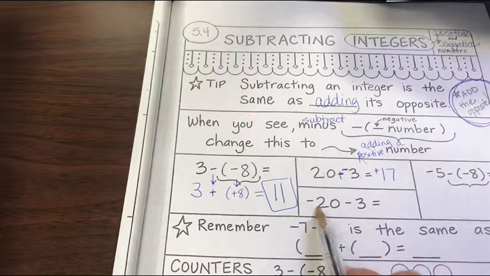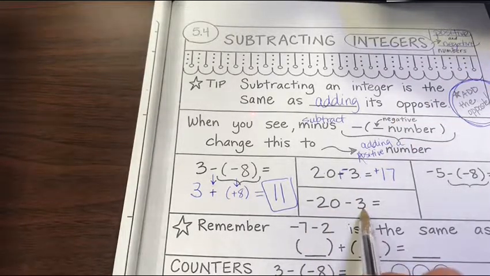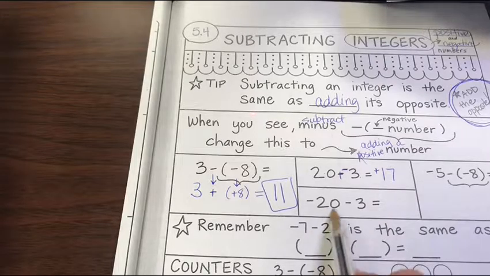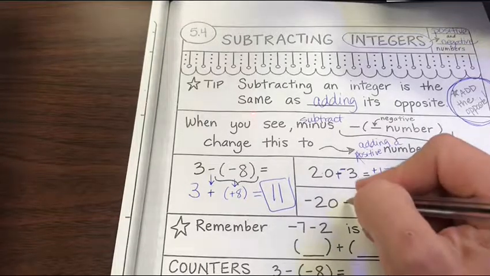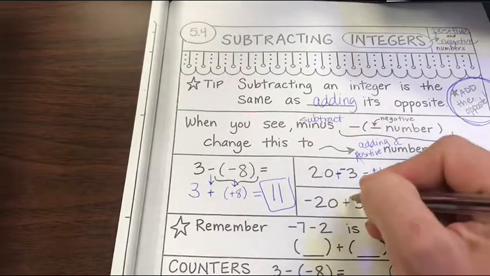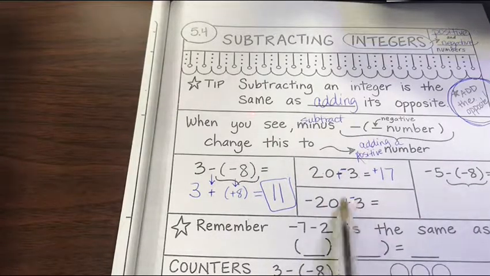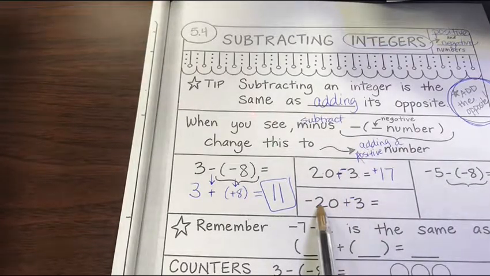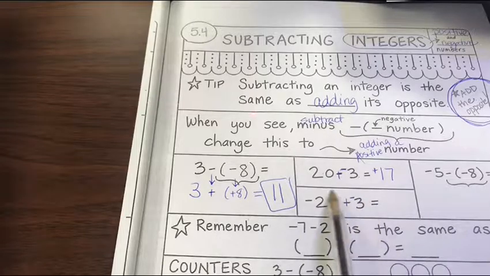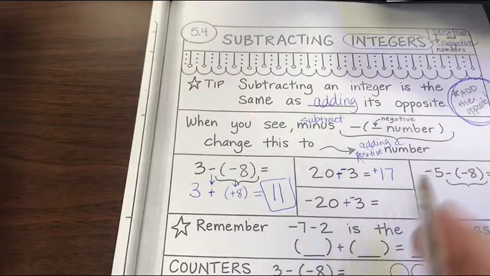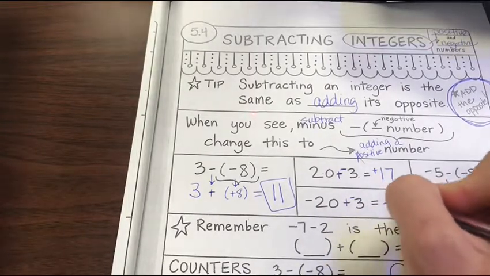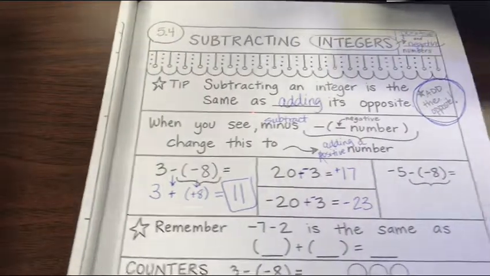So negative 20 minus 3. Okay, so I have negative 20 and I'm trying to take away a positive 3. Well, I don't have positive 3 here. So I'm going to add the opposite. So now my signs are the same. This is like Monday's lesson. My signs are the same, so I can go ahead and combine them and say that I have a total of 23 negative counters.